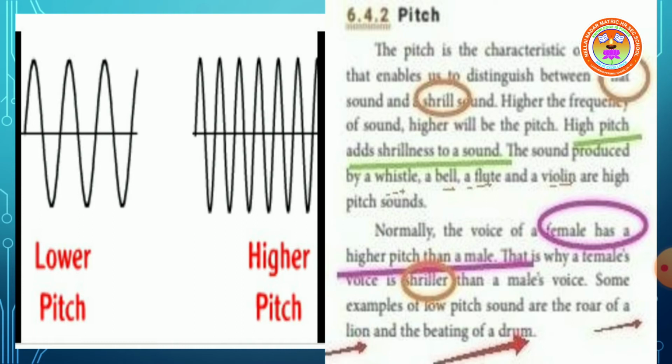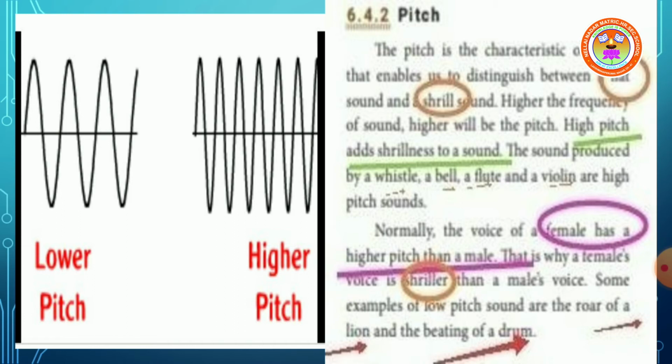The higher the frequency of sound, the higher will be the pitch. High pitch adds shrillness to a sound, like the sound produced by a whistle. Let us give some examples of shrillness of sound. A whistle, a bell, a flute, and a violin are high pitch sounds.